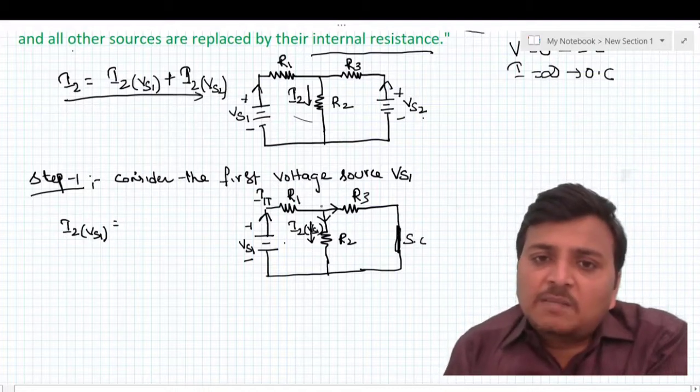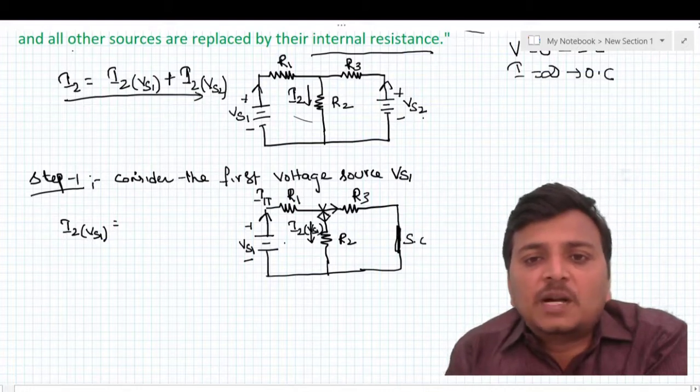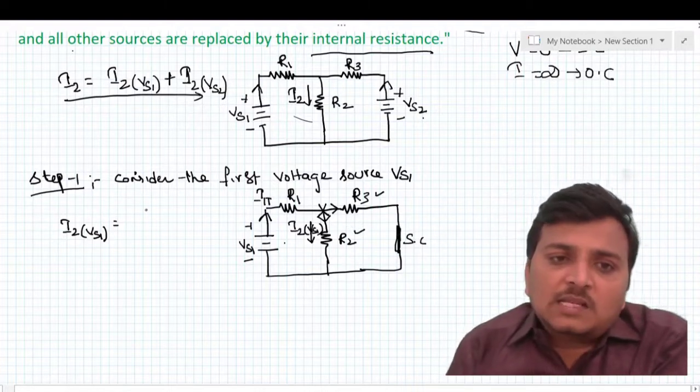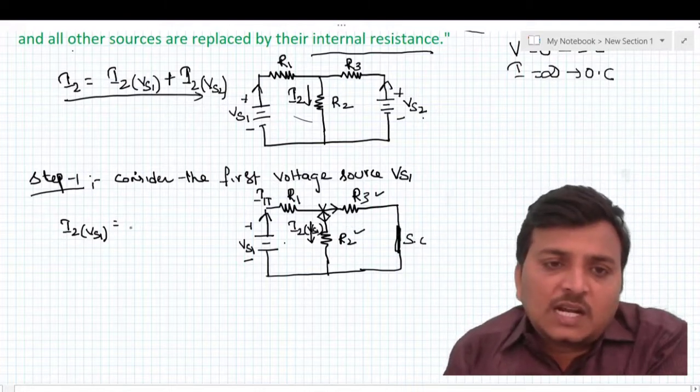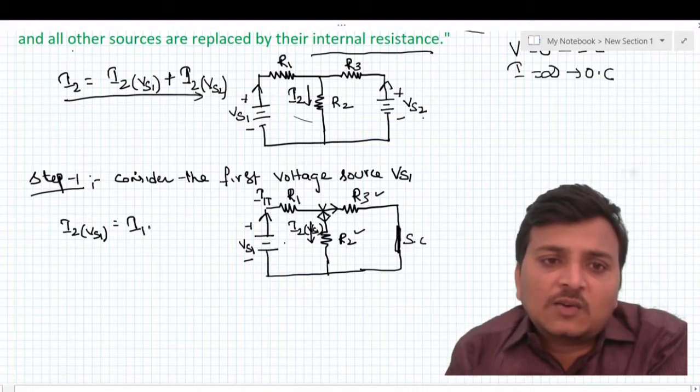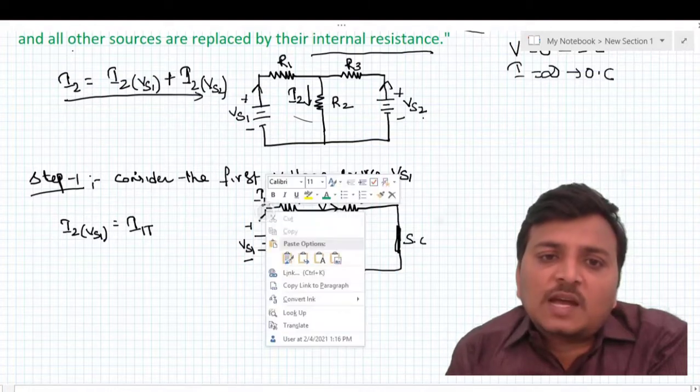By simply applying the current division rule here, this is the total current. The current division is splitting into two parts, one going to R3 and another to R2. By applying a simple current division rule. So what is the current division rule? What is the total current? Your I1T, which is coming from source V1.